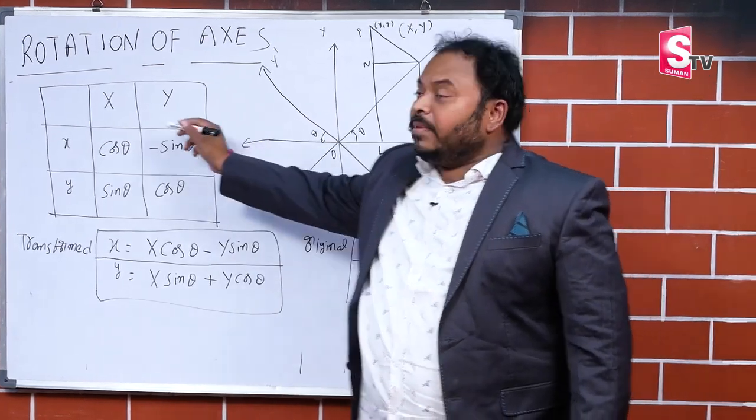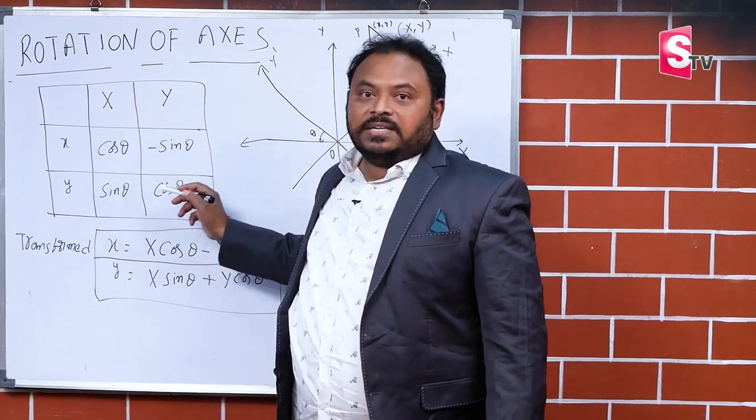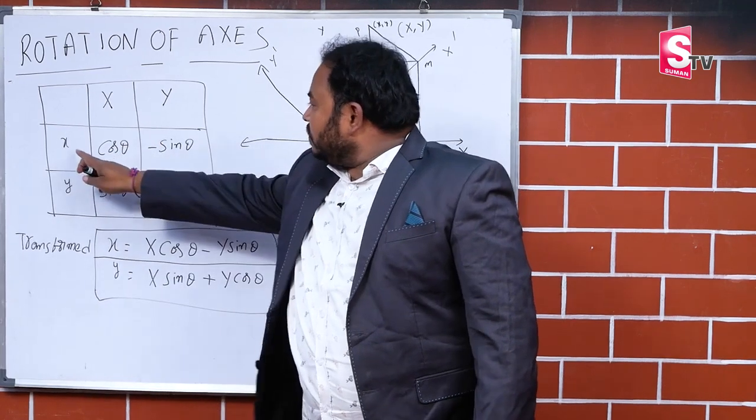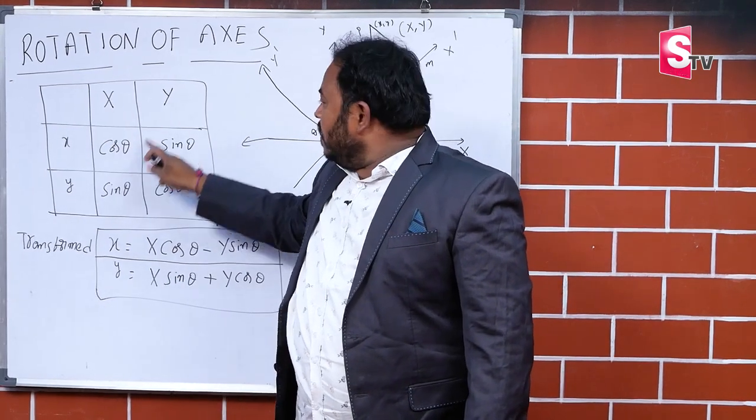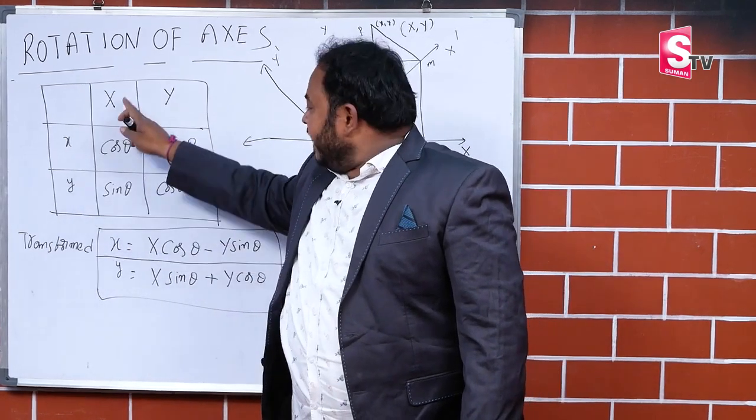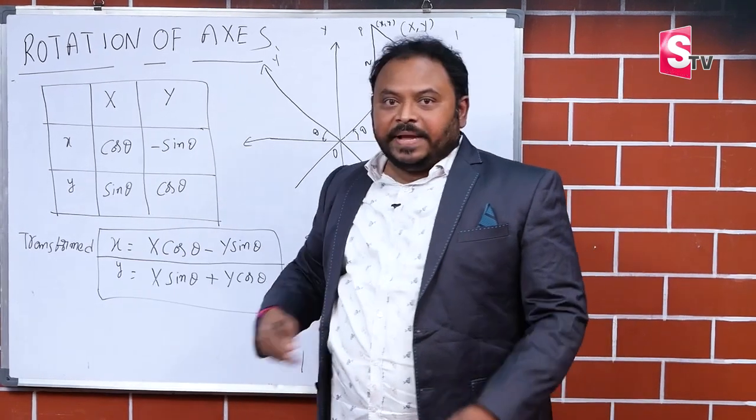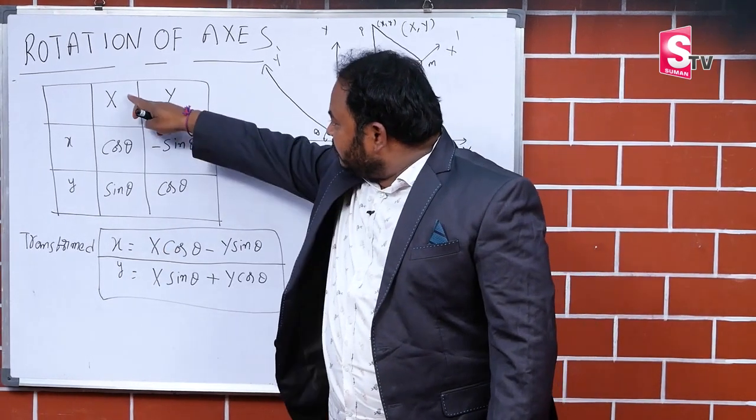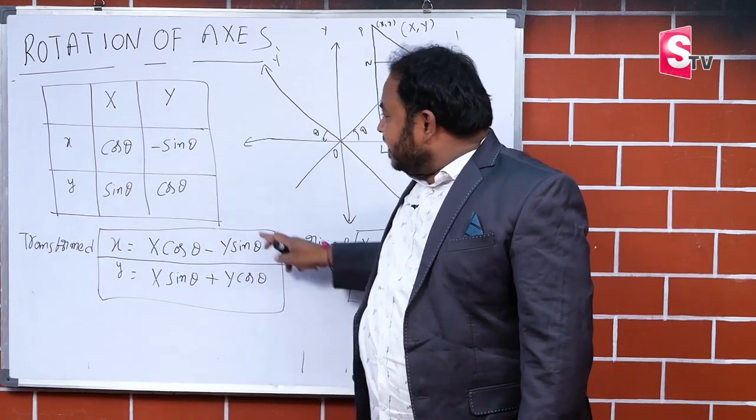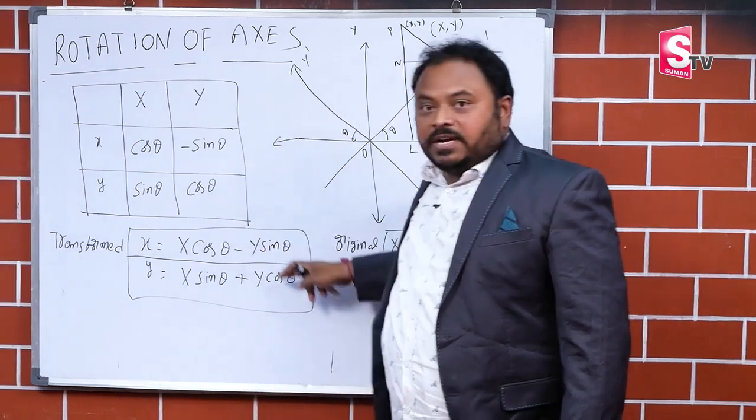Here, you have to remember this table: cos theta, minus sin theta, cos theta. These are the coordinates here. X is equal to x cos theta minus y sin theta. Y is equal to x sin theta plus y cos theta. Here again I am explaining: X is equal to x into cos theta, minus y sin theta. Y is equal to x sin theta plus y cos theta.